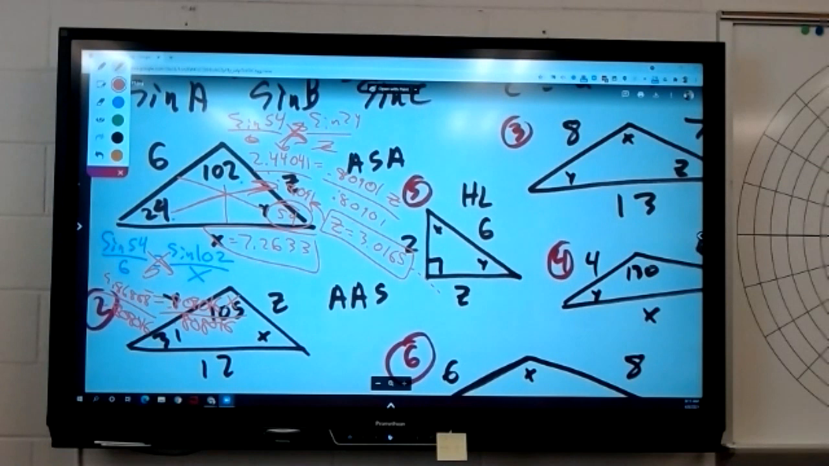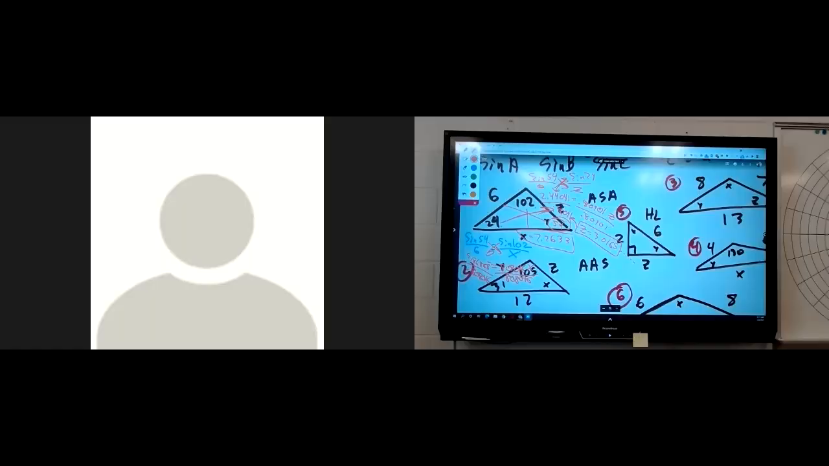So here's my question. Did you have x over sine 102 equals 6 over sine 54? Oh, you switched them up. Okay. Now, by the way, could I have set this up with the 6 and the x on top? Yes. As long as I do something to one side, it's okay, as long as I do it to the other. Could I flip both sides and it's still all right?